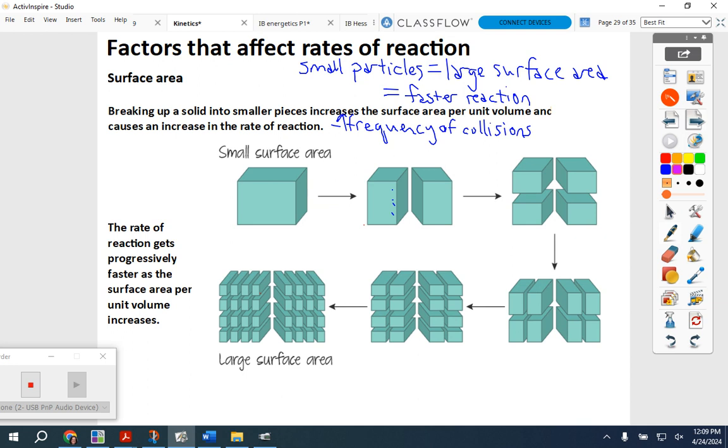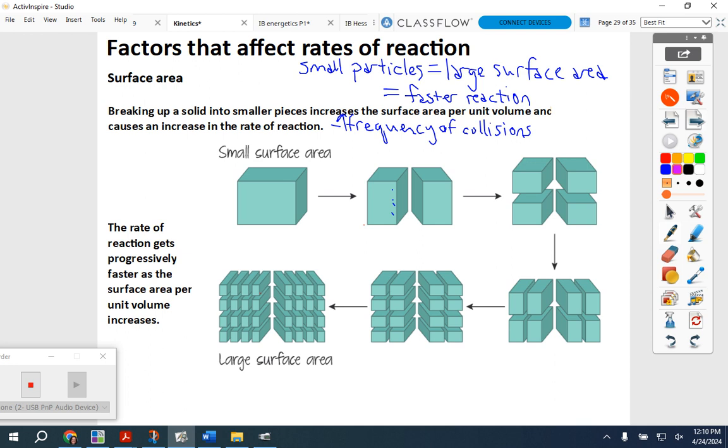So think about having, say you're doing what Patrick was doing, which is reacting chunks of marble in acid, okay? And he's got a particular size chunk of marble. And the acid molecules can only collide with the outside. They're not going to be able to hit the molecules or the ions on the inside of the chunk, right? That's the only thing that's available, the outside.